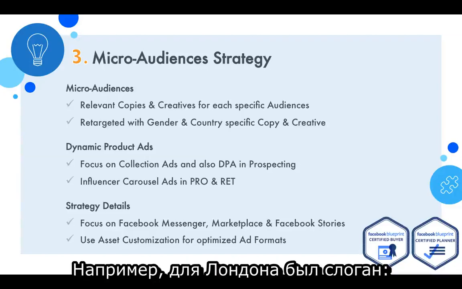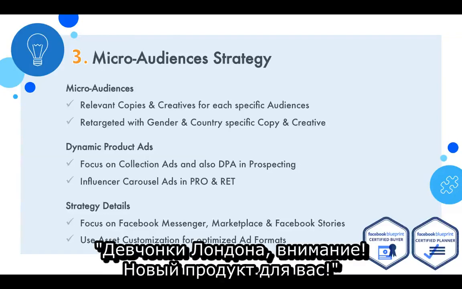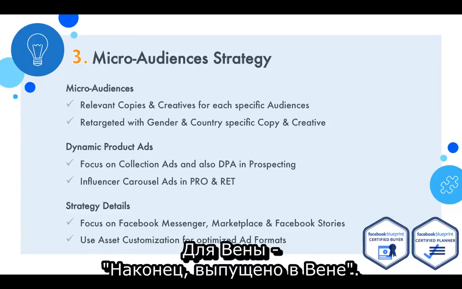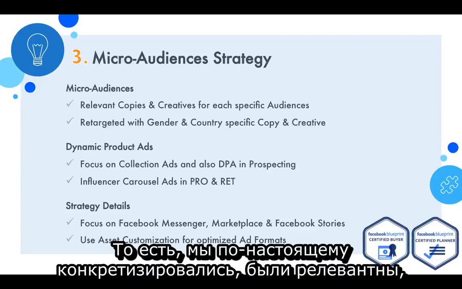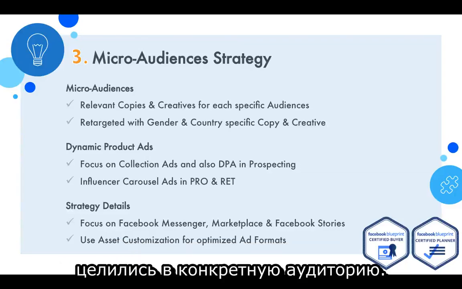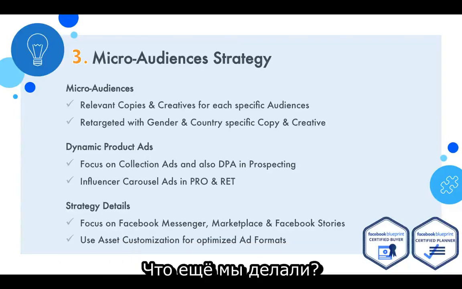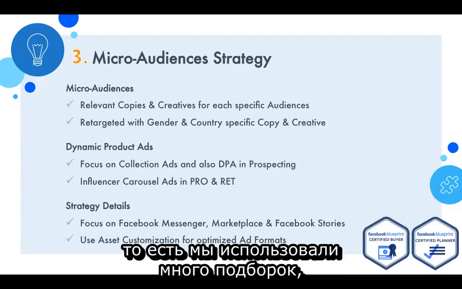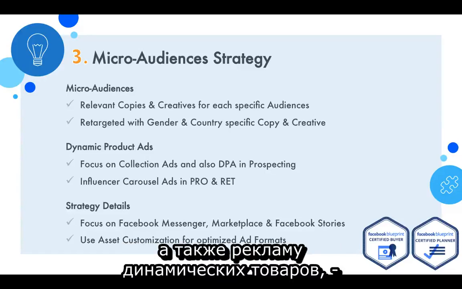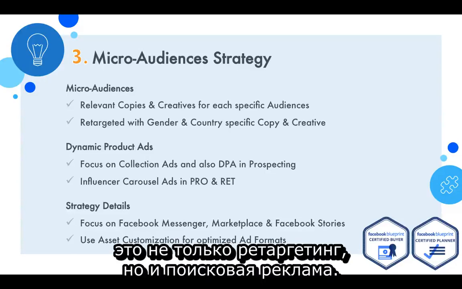For example, in London we said London girls watch out, here's a new product for you. In Vienna we said now finally launched in Vienna, stuff like that. So we are really relevant for a specific audience. And what we did here, we focused a lot on dynamic products. So we used many collection ads and also dynamic product ads, not only in retargeting, but also in prospecting.